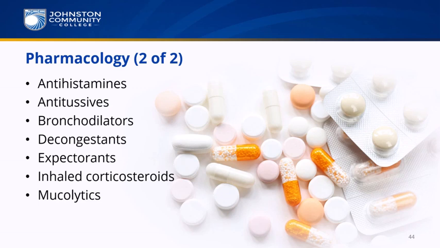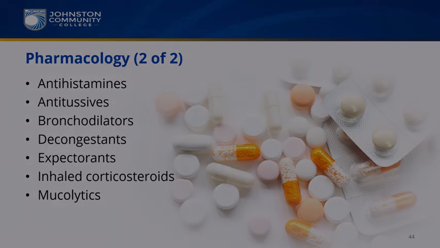Expectorants are drugs that promote the expulsion of mucus from the respiratory tract. An example of this would be Mucinex. Inhaled corticosteroids are drugs that reduce airway inflammation to improve ventilation via nasal or oral inhalation. Examples of this would be Flovent, Flonase, and Nasonex. Then we have mucolytics, which are drugs that break up thick mucus in the respiratory tract. An example of this would be Mucomyst.